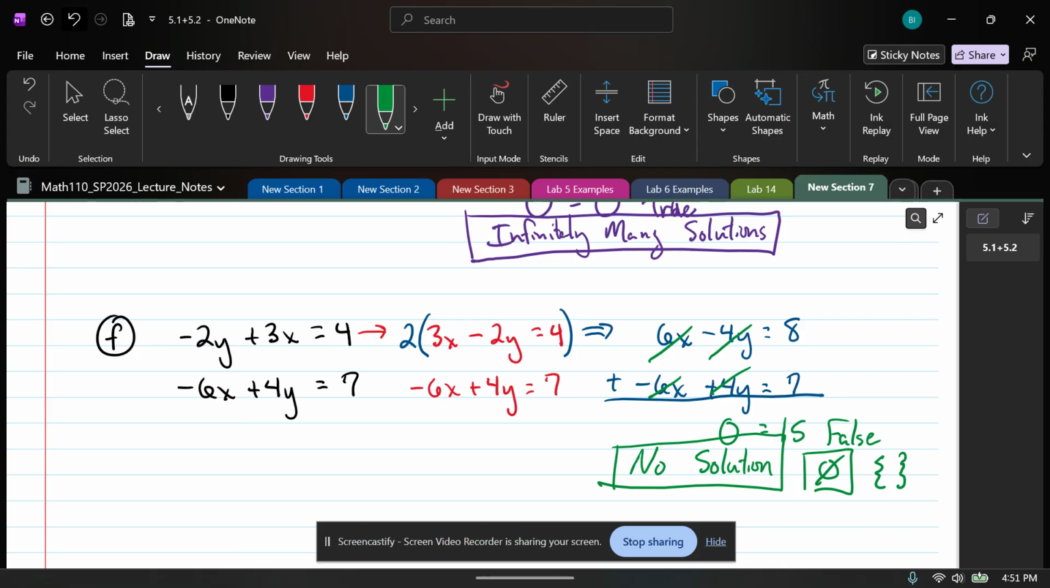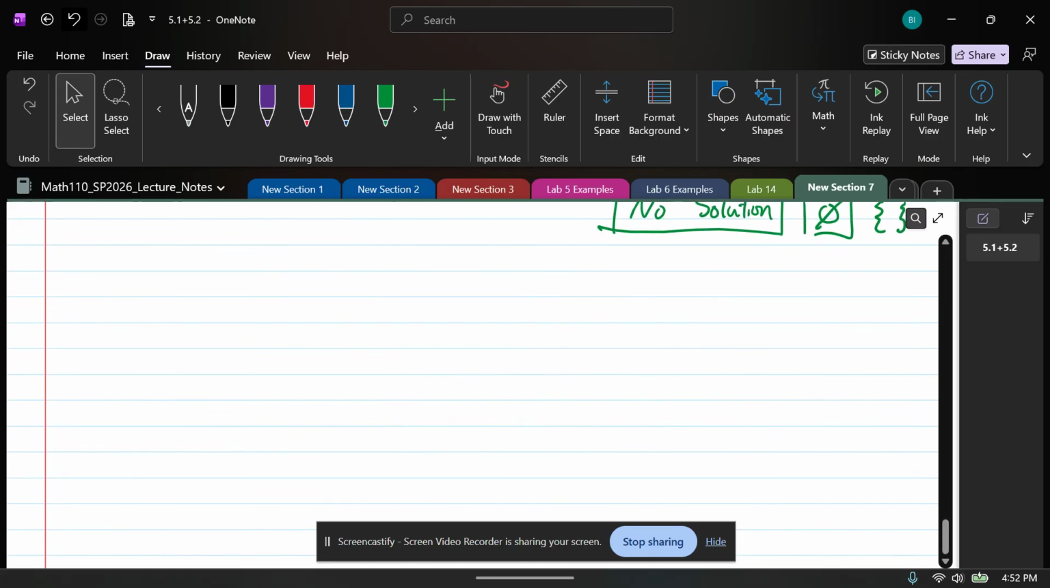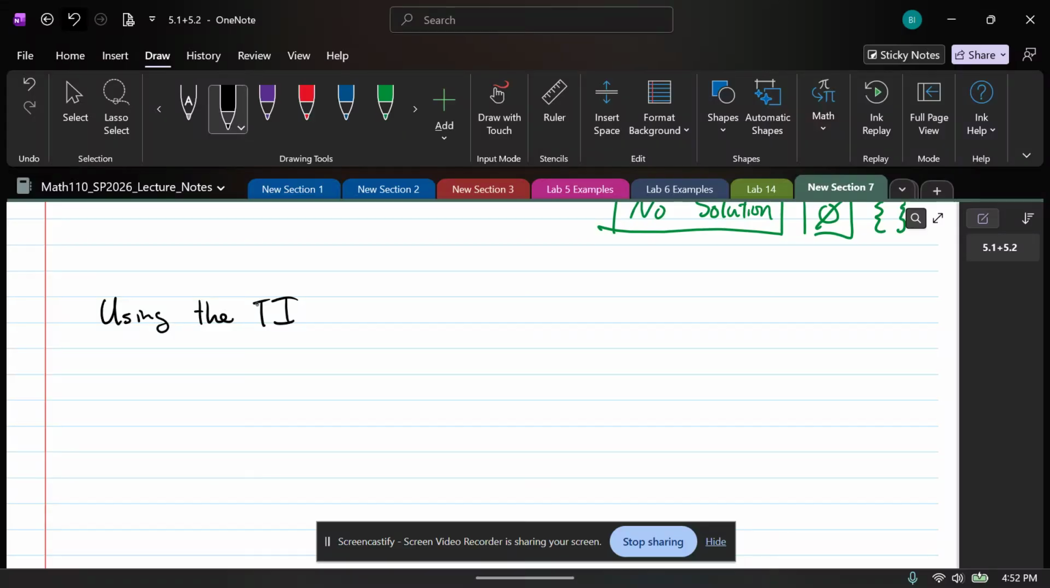Okay. So far we've got substitution and elimination methods for solving a system of equations. The next thing that I want to talk about, same two sections, is solving using the graphing calculator and a matrix. Okay. So we're going to do using the TI-84 matrix row operations.